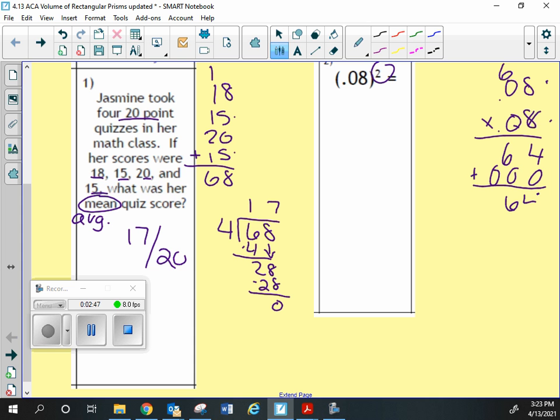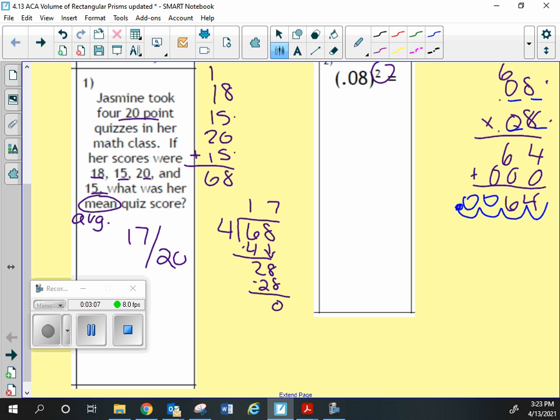Okay, so with the decimal, do I bring it down or count it over? Count it over. How many times? 4, because 1, 2, 3, 4 numbers behind the decimal. I need 1, 2, 3, 4. How many zeros? 2.